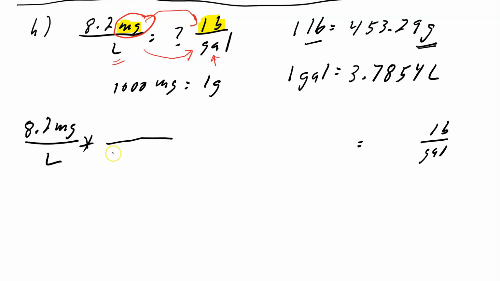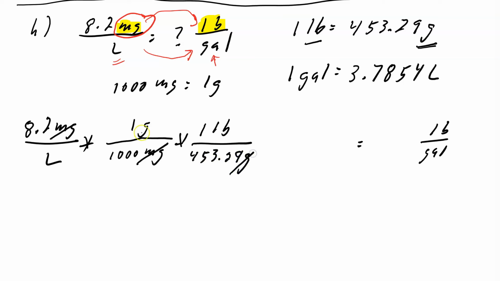So downstairs we have milligrams, so we put the 1,000 milligrams downstairs, 1 gram upstairs. Milligrams cancel. We now have grams, which is good because we have our relationship between grams and pounds. So now we are going to multiply by that conversion factor, which says 1 pound contains 453.29 grams. Grams cancel. So now we have the desired pounds in the numerator for our answer. So we're done with the numerator.